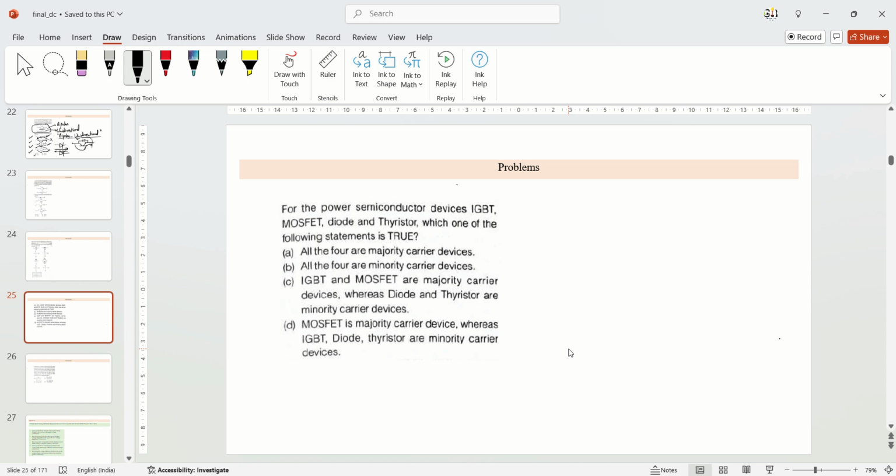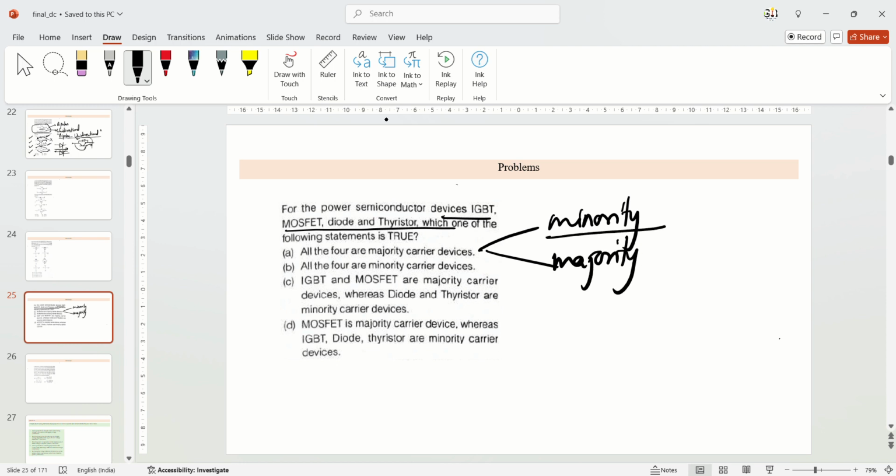Okay, let me give the solution for this question. Let me explain. The question is saying that for devices such as the IGBT, MOSFET, diode, and thyristors, which of the following is correct? They all are majority carrier devices. There are two types of devices: one is minority carrier devices, and the other is majority carrier devices.